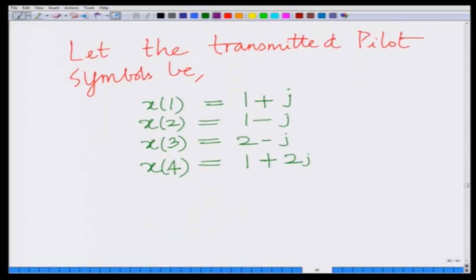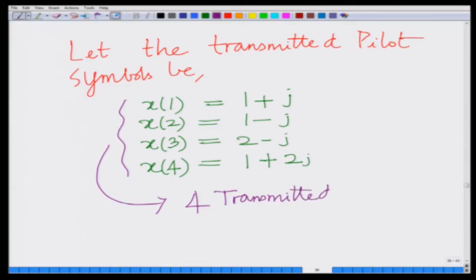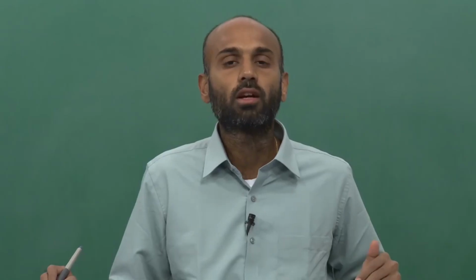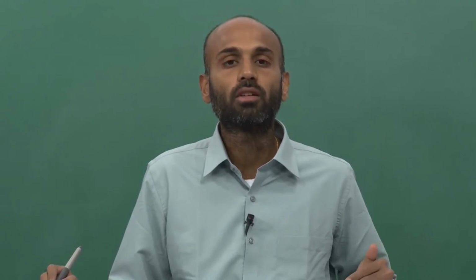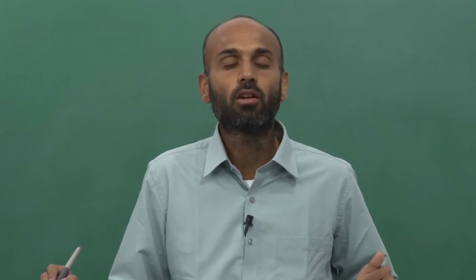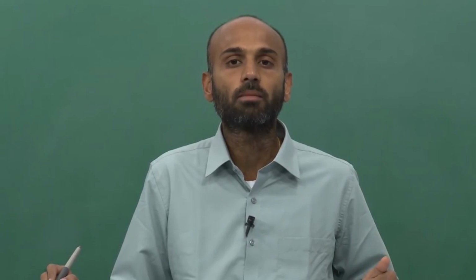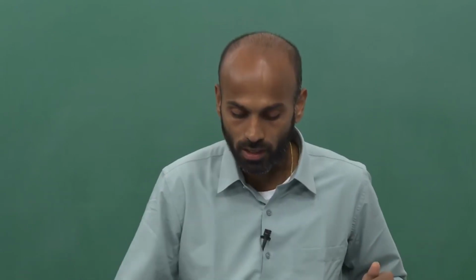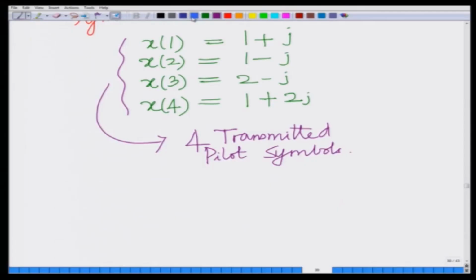So, these are the transmitted pilot symbols. In fact, we have 4 transmitted pilot symbols, that is x1, x2, x3, x4. These are the 4 transmitted pilot symbols on the downlink which are transmitted by the base station, for the purpose of channel estimation on the downlink, that is, the downlink channel is estimated at the mobile.